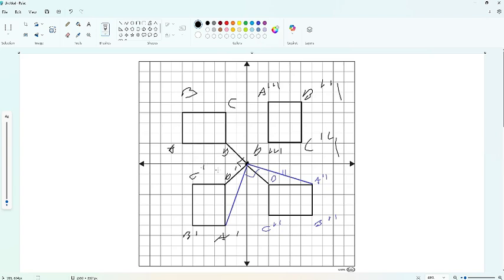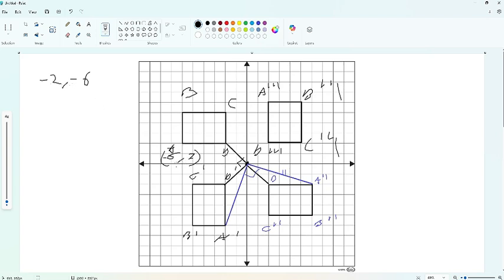Now let's look at the coordinates. If A is originally (-6, 2), it changes to (-2, -6). Wait, this is (-6, 2) to (-2, -6).